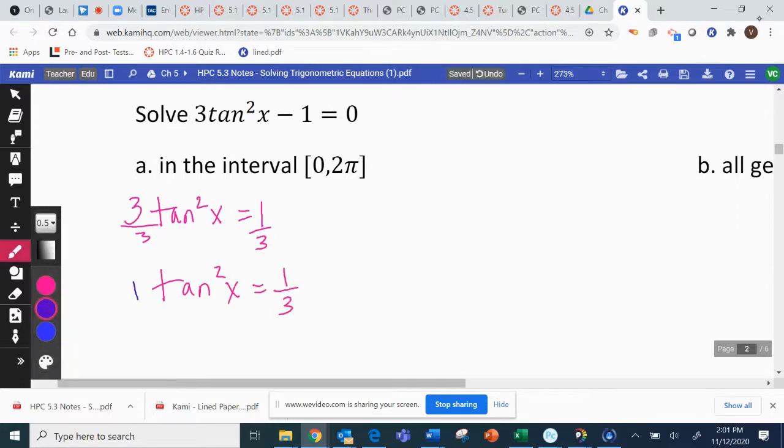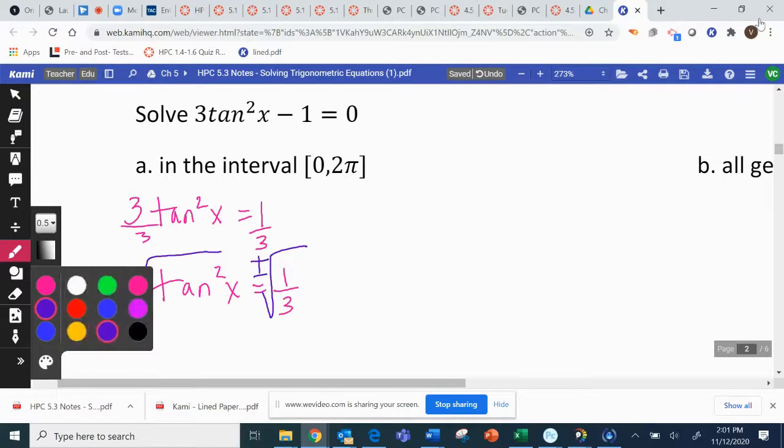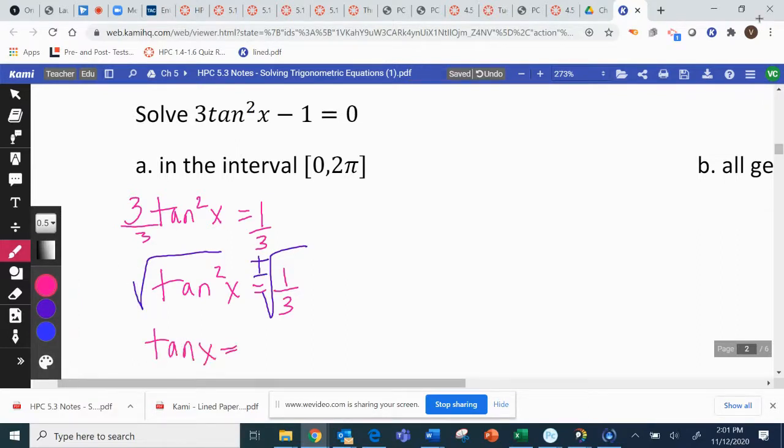And then I would need to square root. Tell me out loud, what happens when you square root? We need a plus minus. Yep. So I get tangent x equals, and I'm going to do this really fast, amazingly in my head, positive or negative square root 3 over 3.